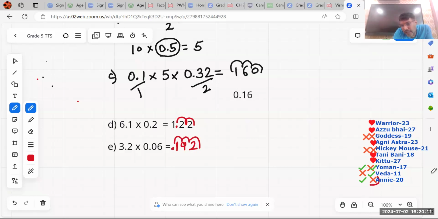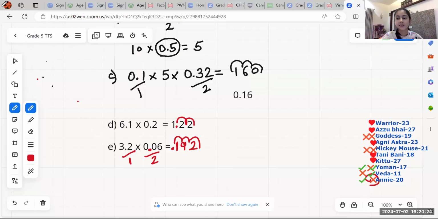So, any beta clear? Here there are 2 digits after the decimal. Here there is 1 digit after the decimal. So I will make 3 digits. I will shift the decimal 3 places to the left. Annie, is it clear? Yes.